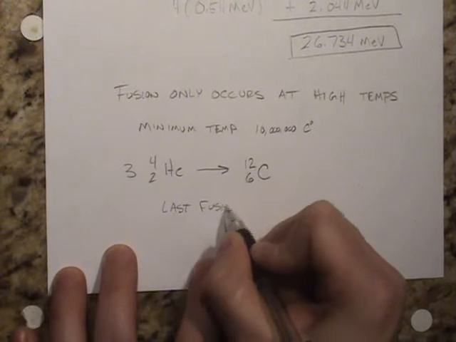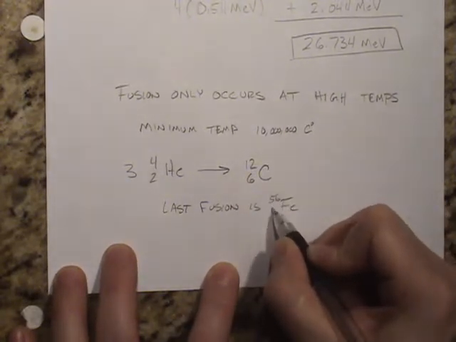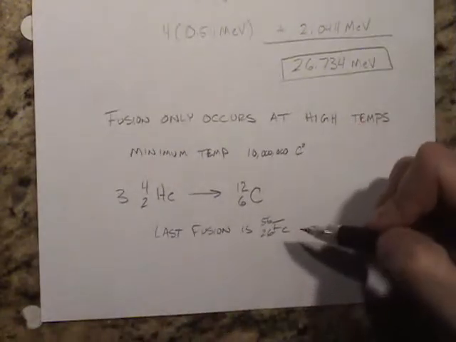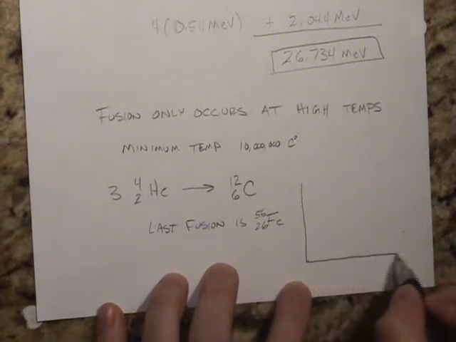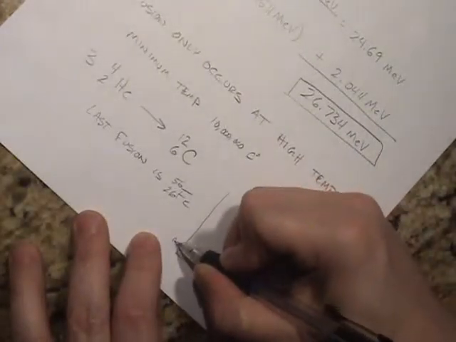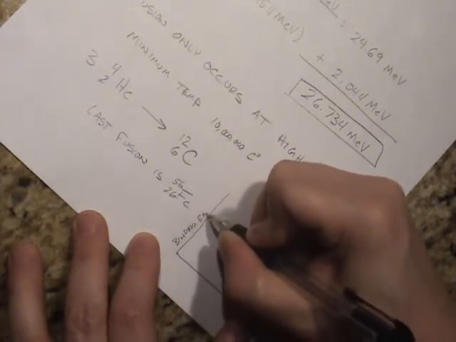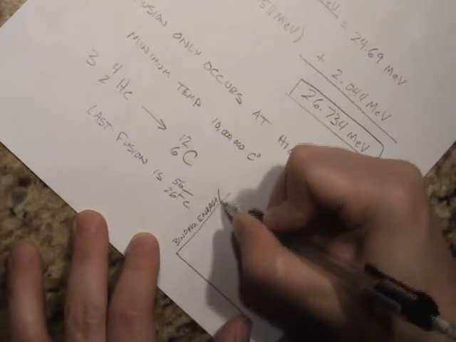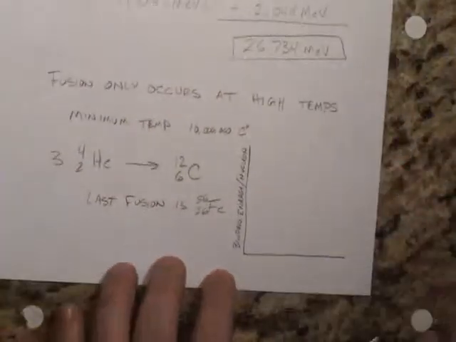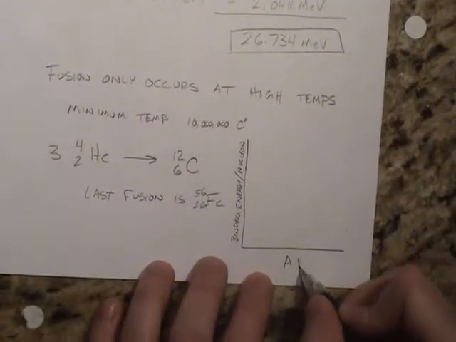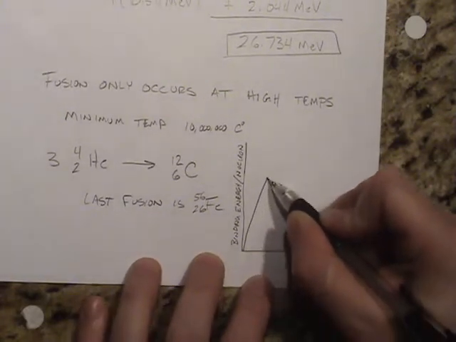The last fusion step is iron. Iron is the last step. And why is that so? Well, let's take a look. If we make a graph of binding energy per nucleon, and down here we put the atomic mass number, if you remember, the shape of that curve looked something like this.